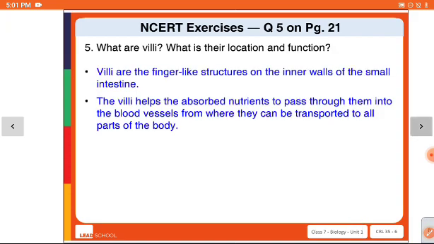Question number 5, what are villi and what is their location and function? Villi are finger-like structures on the inner wall of the small intestine, and the function is that the villi help absorbed nutrients pass through them into the blood vessels, from where they can be transported to all parts of the body.